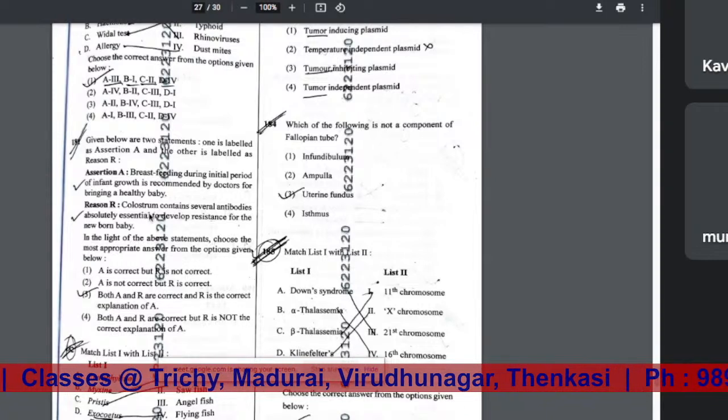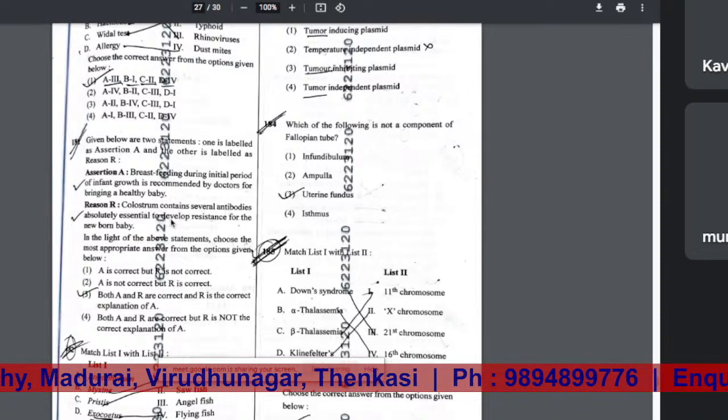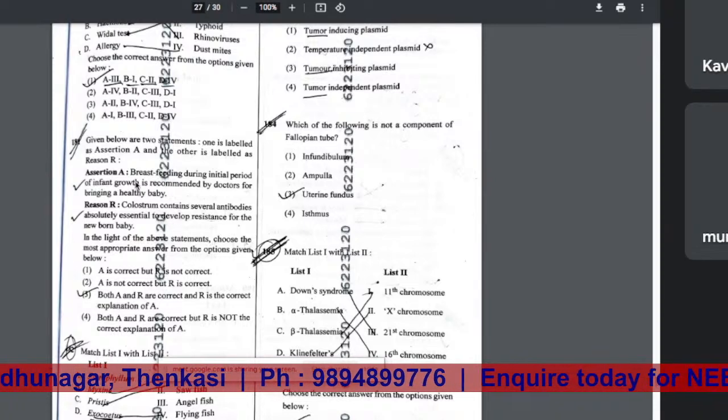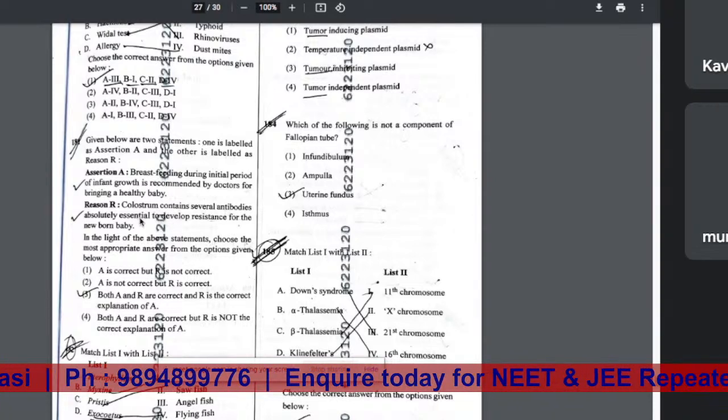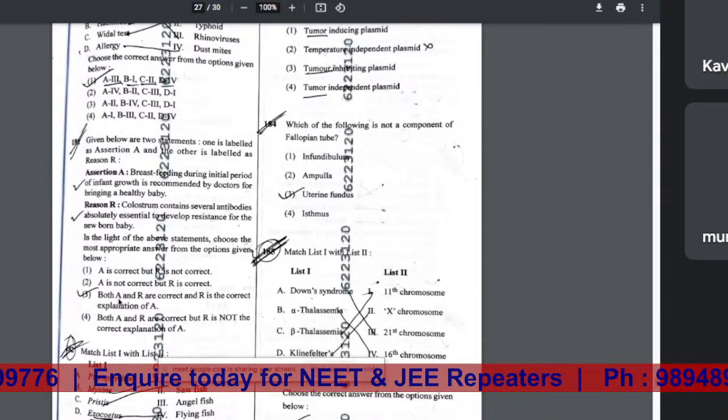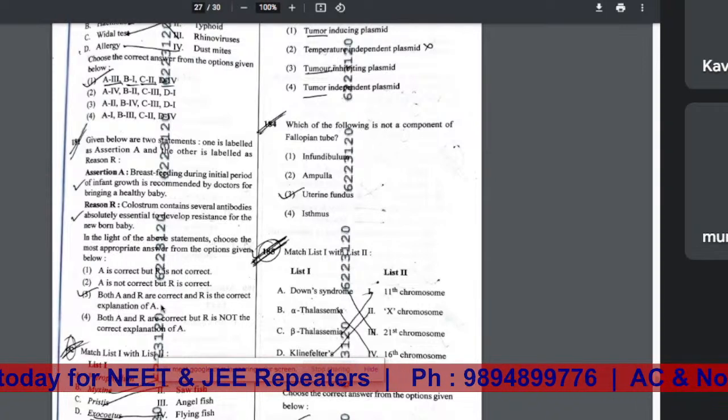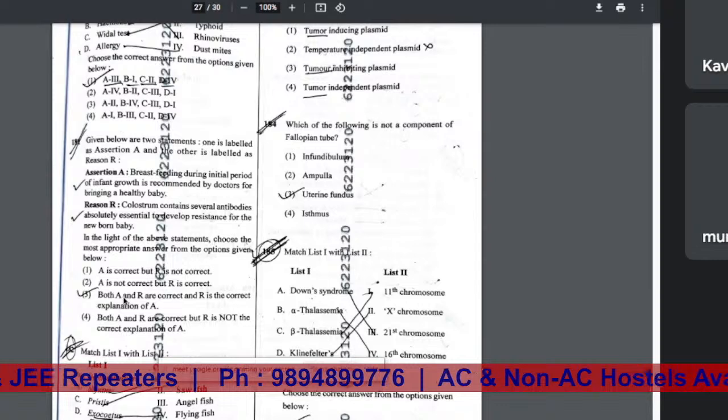And the reason why doctors recommend it is because of this factor. So basically the assertion is correct, the reason is also correct, and it is also a correct explanation. So the option C or 3 happens to be the correct answer for this question.